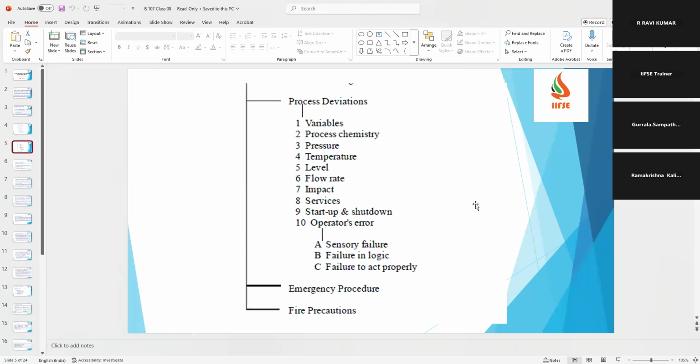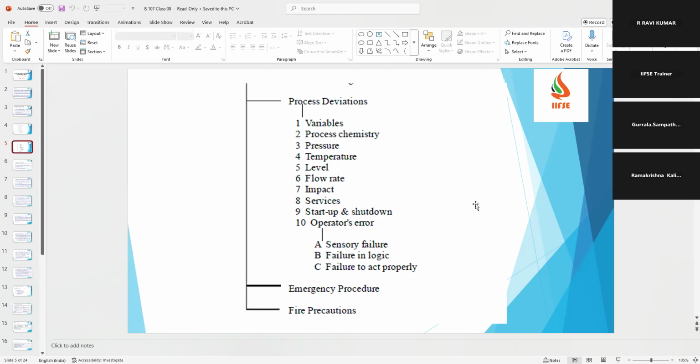Then process deviations, like variables of process chemistry, pressure, temperature, levels, even flow rate, impact, services, startup and shutdown, etc. These are various process deviations we have to look into. Maybe it is not in a safety officer's job, but sometimes you will be part of process safety. Basically, safety is different, plant safety is different, and process safety is different. So we'll be overseeing the high level process safety. They dedicatedly look into the process or operations.